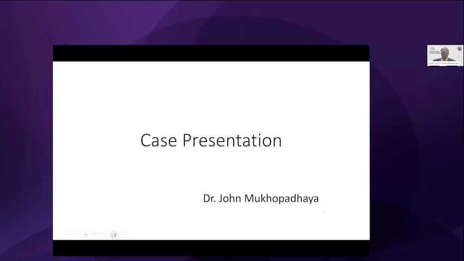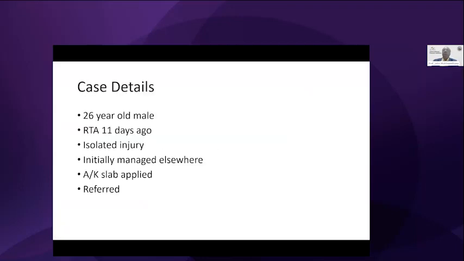Okay, so this is going to be a presentation of an unusual presentation of a tibial condyle fracture. This was a 26-year-old male patient who had a road traffic accident 11 days ago. He was turned over in his motorcycle. He doesn't remember exactly how he injured his knee, but he was unable to walk. He was seen in a clinic elsewhere and had a slab put on, and then he was referred to us, but he came 11 days after his injury.